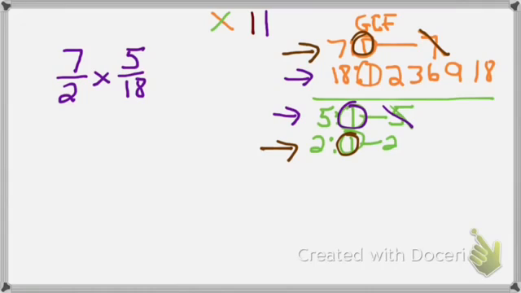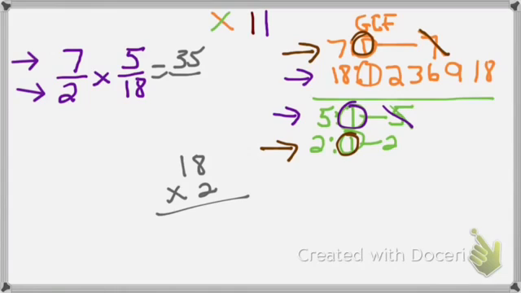And I know when I multiply, I'm going to say numerator times numerator. So 7 times 5 equals 35. Then I'm going to say denominator times denominator. 2 times 18 equals, I don't really know it by heart, so I'll use scrap. 18 times 2. 8 times 2 is 16. 6, carry the 1. 2 times 1 is 2 plus 1 is 3. So I have the fraction 35/36.